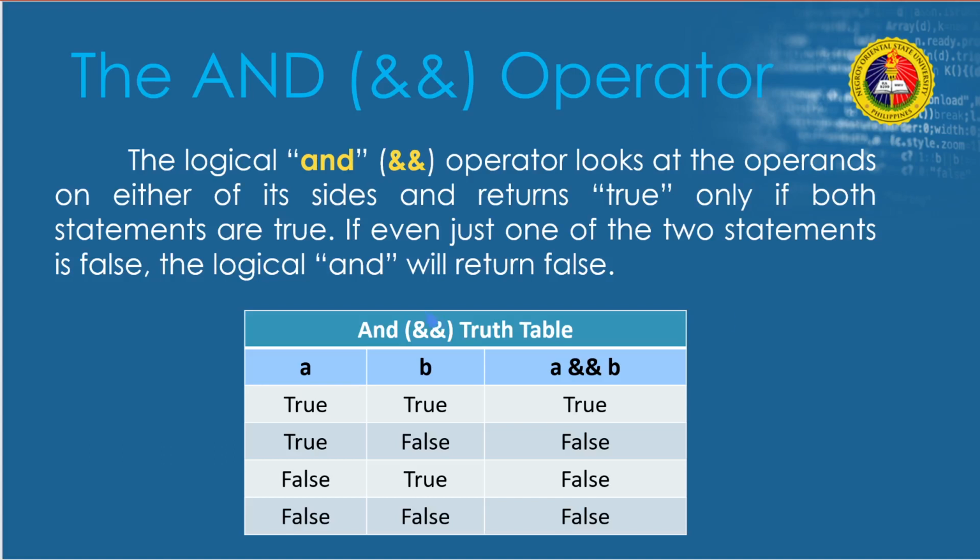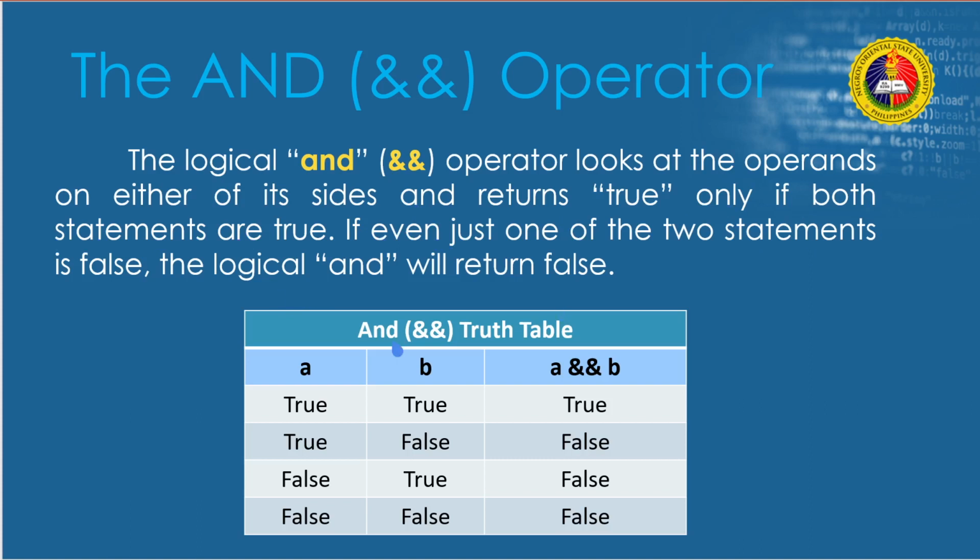So let's review it, it's called the truth table. Again, the logical AND operator looks at the operands on either side and returns true only if both statements are true, diba? If even just one of the two statements is false, the logical AND will return false.